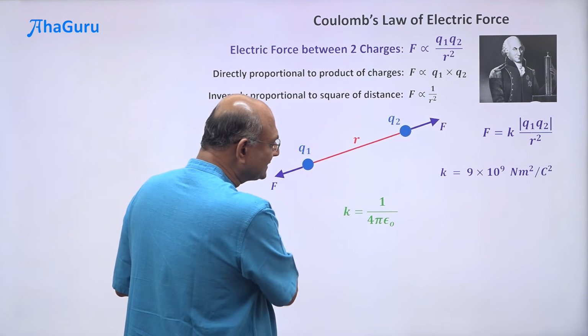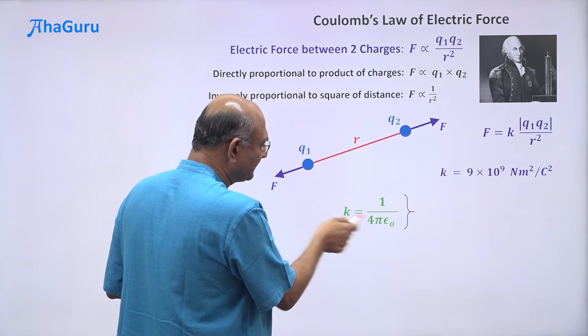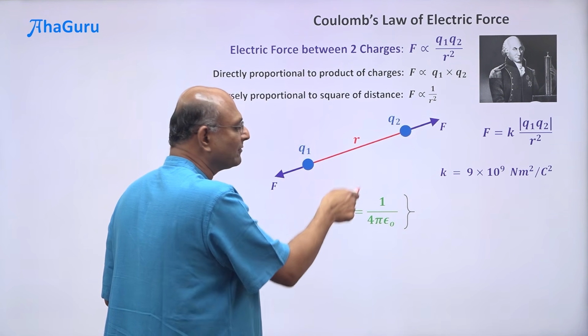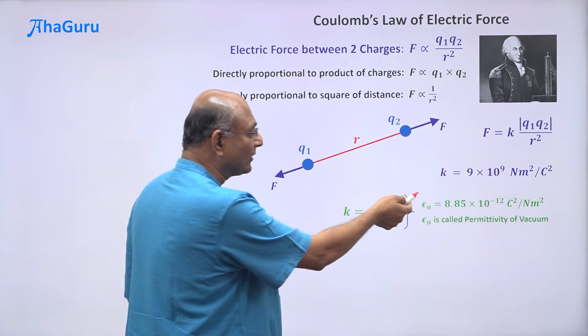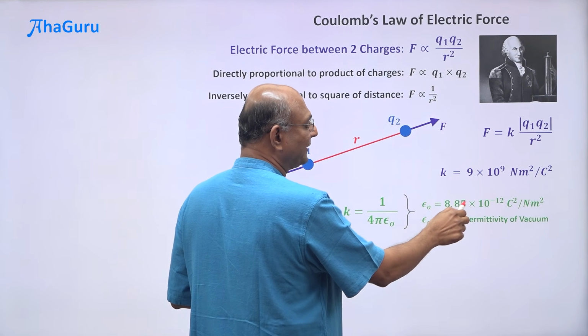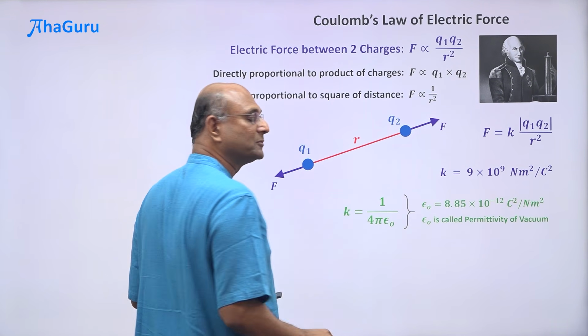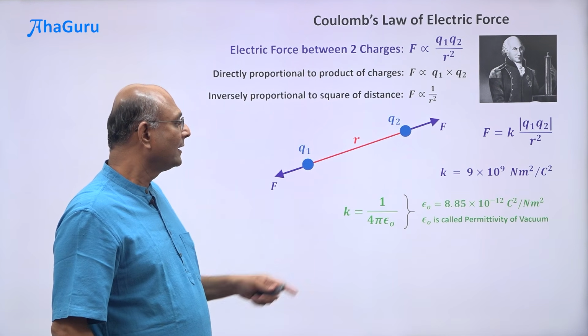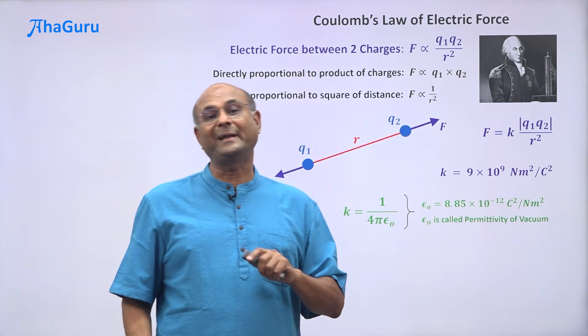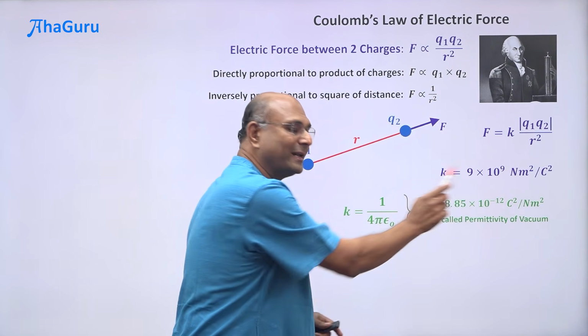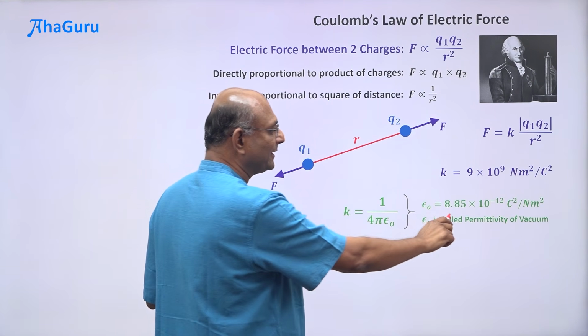Okay, what is epsilon naught? Well, if I take epsilon naught here and K there, epsilon naught will be 1 by 4 pi K. You can calculate its value. It is 8.85 into 10 to the power of minus 12 Coulomb square by Newton meter square. Epsilon naught is called the permittivity of vacuum. Don't worry about the name, just a name. It is called permittivity of vacuum.